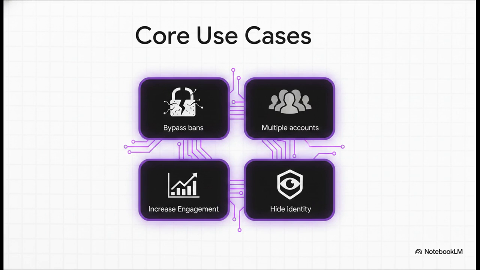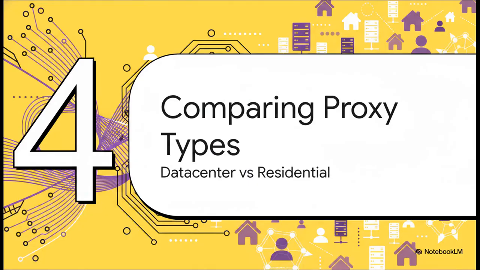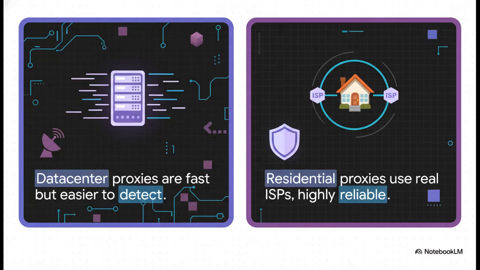And finally, pure privacy. Sometimes it's literally just about hiding your true identity and physical location from the app. All right, section 4, comparing the proxy types. Because as it turns out, not all proxies are created equal. Let's get a little granular here and compare the specific tools. Let's look at the 2 main heavyweights, data center versus residential proxies.